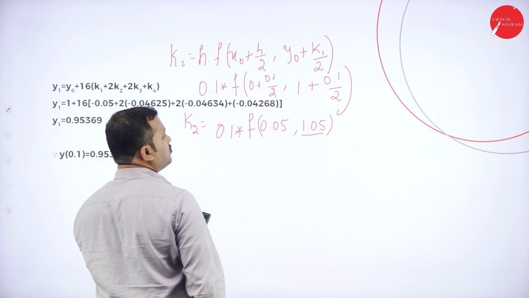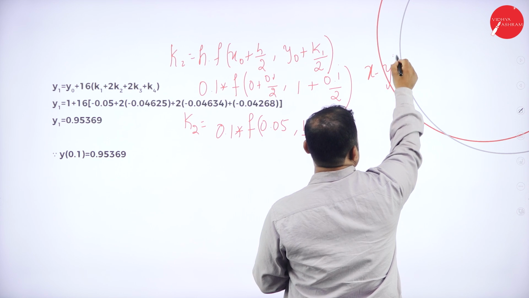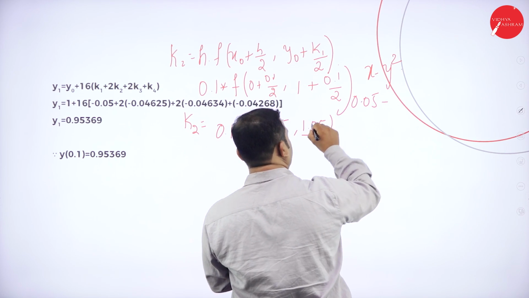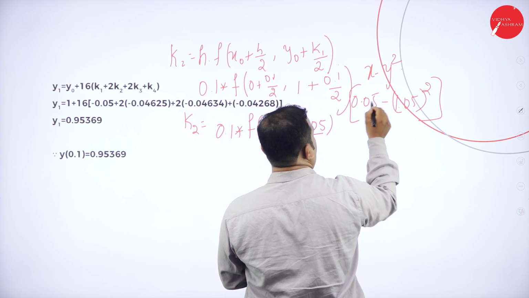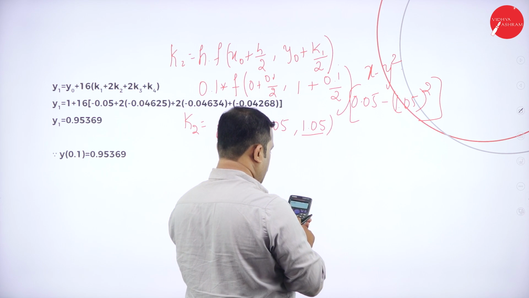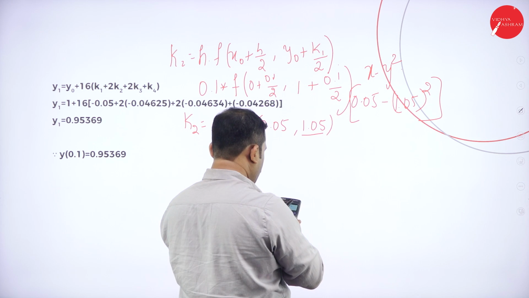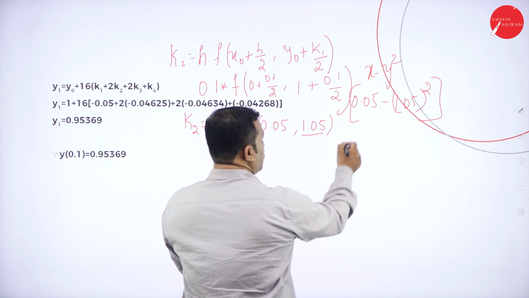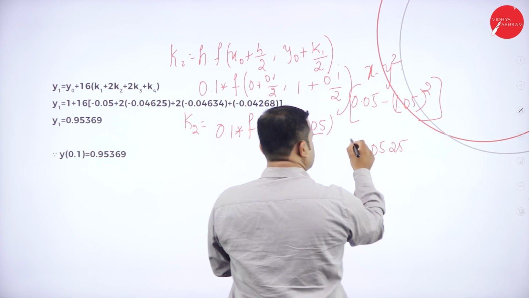If I substitute those into that equation, what is that? What is that original equation? x minus y square. What is the value of x here? 0.05 minus y square means what? 1.05 whole square. If I do this operation, what is the value I am getting? 0.05 minus 1.05 whole square. I am getting the value of minus 1.0525.